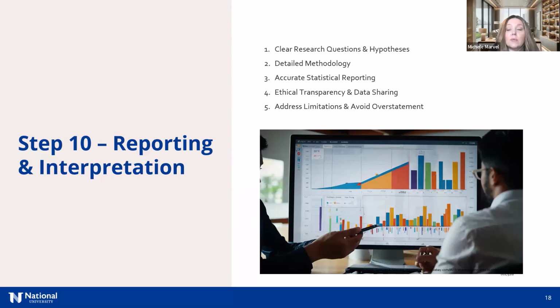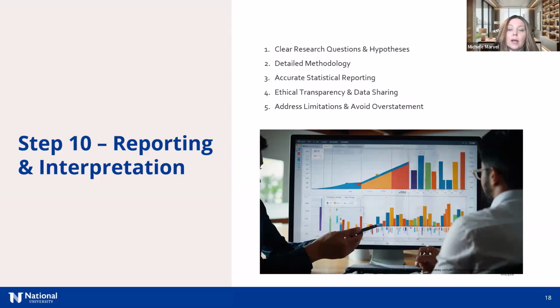And last but not least, replicability is the hallmark of trustworthy research. Your findings should be reproducible by others using the same methods and data. If a study can't be replicated, then it raises questions about its reliability, about hidden bias or errors. So when researchers document their methods thoroughly, share their data when possible, and report results transparently, they contribute to a scientific process that is self-correcting and constantly improving.